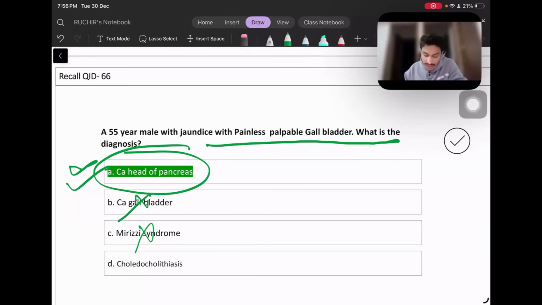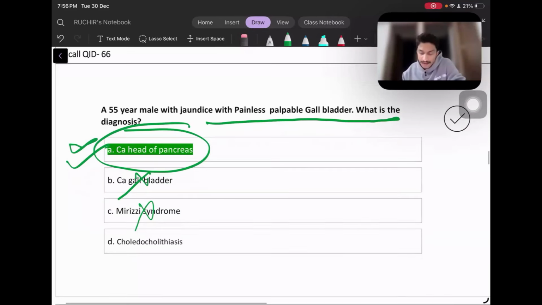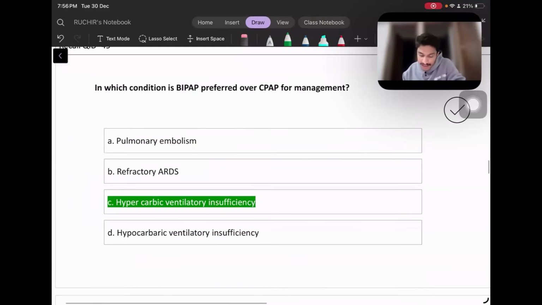So here again, this is a very straightforward question. I hope the question stem and the options are okay. There is no discrepancy in this. If anything, please let me know so that I can immediately get it sorted here. Right. Yeah. Move on to the next thing, that is in which condition is BiPAP preferred over CPAP for management.